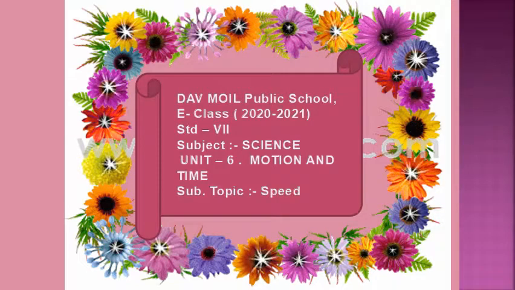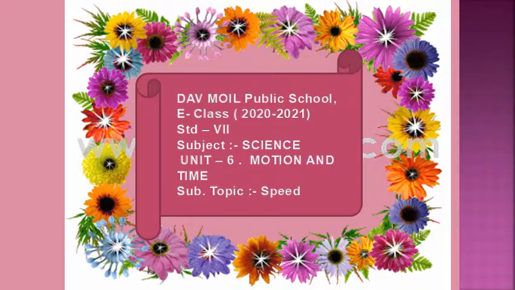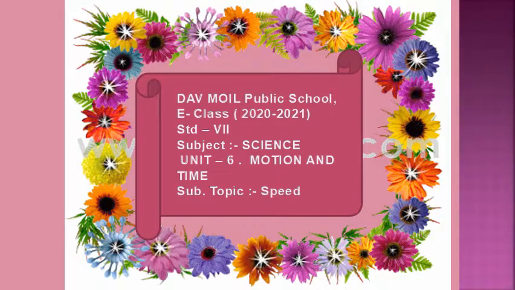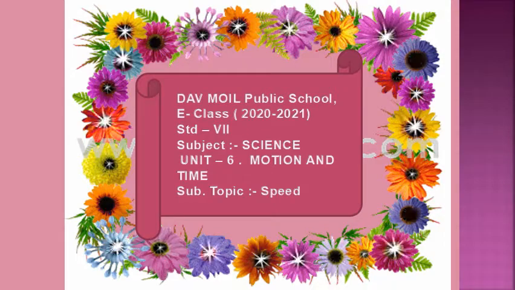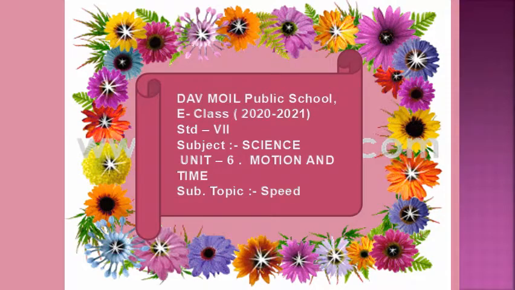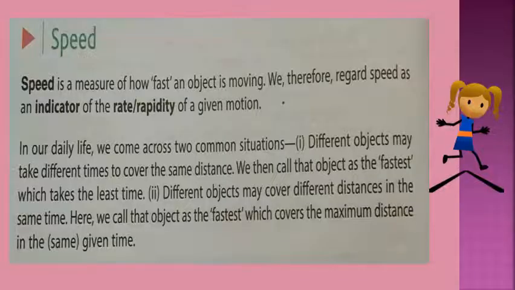Vandana Ghagre. Dear students, in the lesson Motion and Time, today we are going to see what speed is, and how motion is related to speed. Speed is nothing but the measure of how fast an object is moving. Whenever we talk about speed, if someone is moving fast, we say speed is more. He is the speedy one. And when someone is moving slow, we say the speed is less.